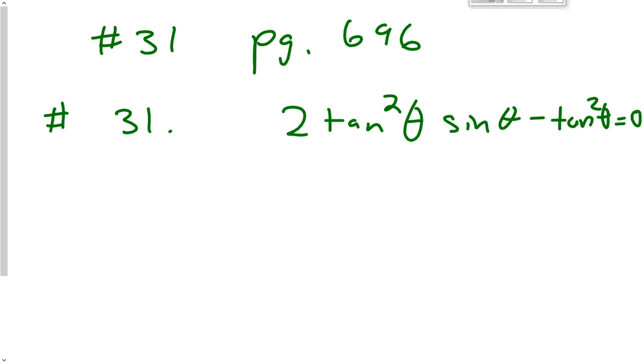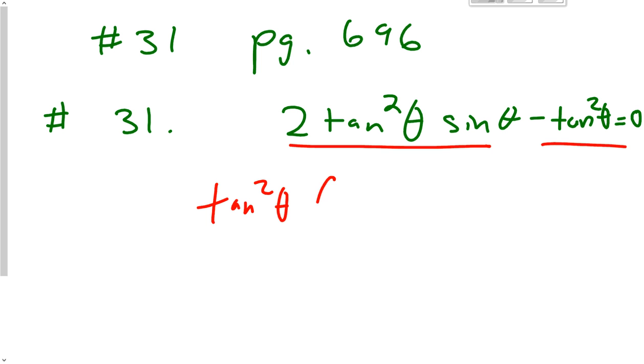Okay, so here's our problem, page number 696 and number 31. Go ahead and try yourself and then come back. As we can see, we have two terms, separated by that subtraction sign. So we can go ahead and factor out the tangent squared, because that's in both of them. We factor out that tangent squared of theta, and we get left with 2 sine theta minus 1 equals 0.